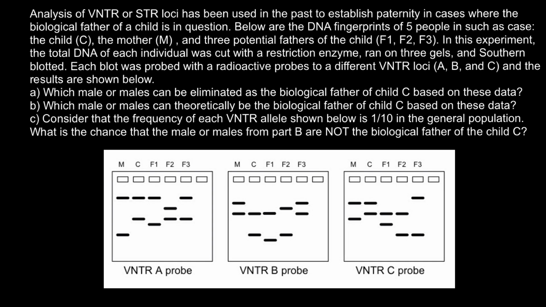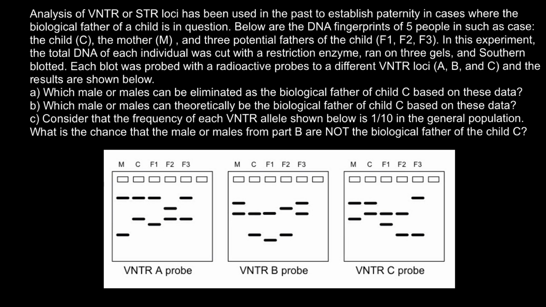In this experiment, the total DNA of each individual was cut with a restriction enzyme, run on 3 gels, and blotted. Each blot was probed with radioactive probes to different VNTR loci A, B, and C, and the results are shown below. And the first question: A, which male or males can be eliminated as biological father of a child C based on this data?